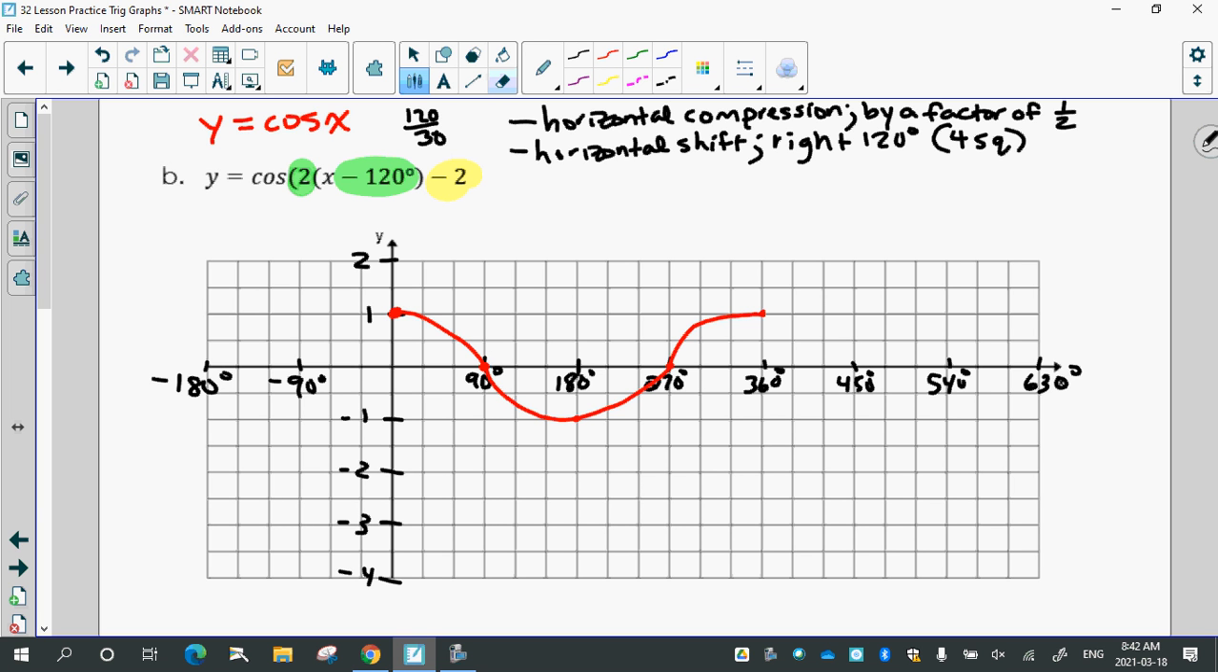And what would I call the -2 outside of the bracket at the end? Yep. Vertical shift down 2. And how many squares is down 2? 4 squares.